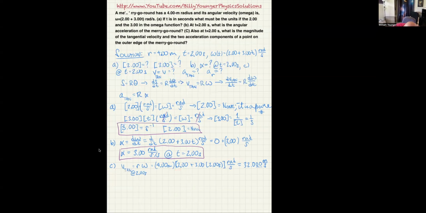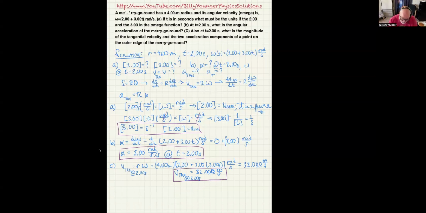We can say V, or let's call it V tan, just because that's the wording I want you to learn. V tan at 2.00 seconds is equal to 32.0 meters per second. I'm going to box that off, so you'll recognize it as one of the final answers.